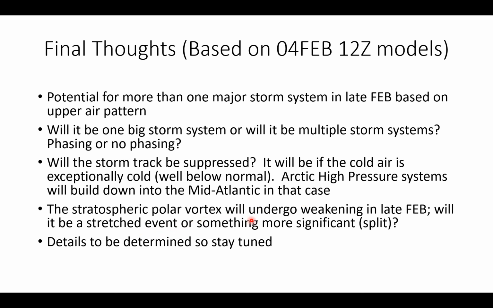The stratospheric polar vortex is definitely looking like it's going to undergo weakening mid to late February. The question remains on that too. Will it be a stretched out, elongated event? I think it will be at a minimum. Or will it be something more significant in late February, resulting in a split stratospheric polar vortex?